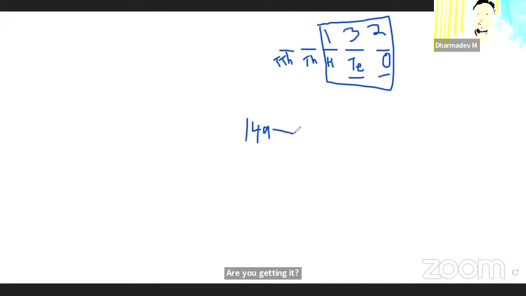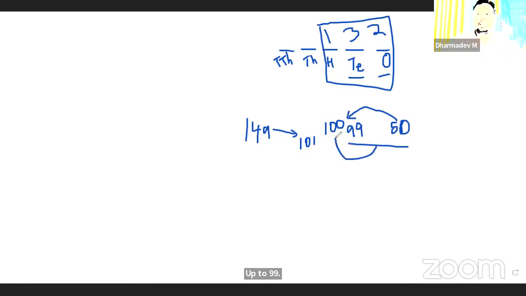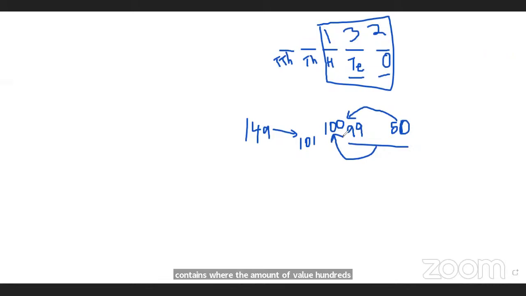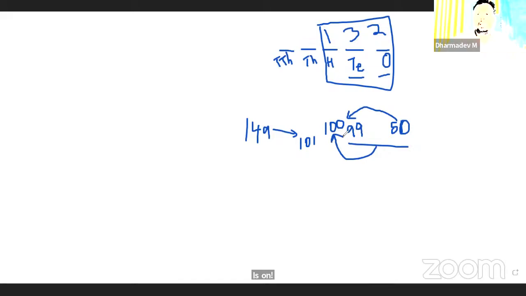149 and below, down to 101. The nearest round off hundreds value will be 100. And a number greater than 50, or sometimes 50 itself, up to 99, is also considered as a round off value of hundreds. It's 100. Are you getting it? I get it, sir. Yes. Okay.